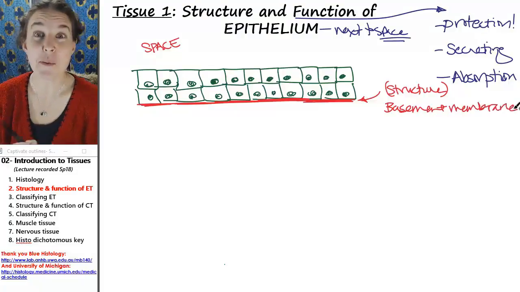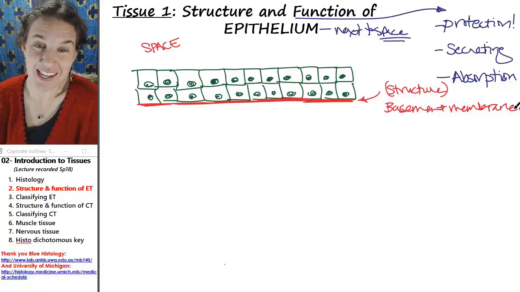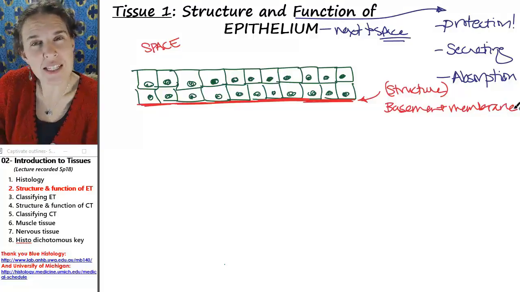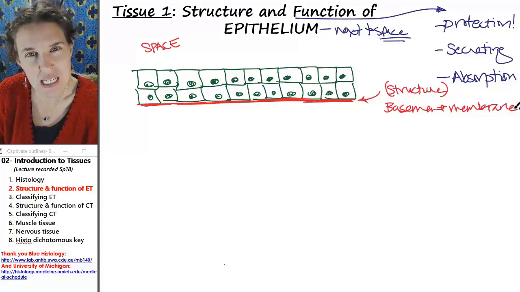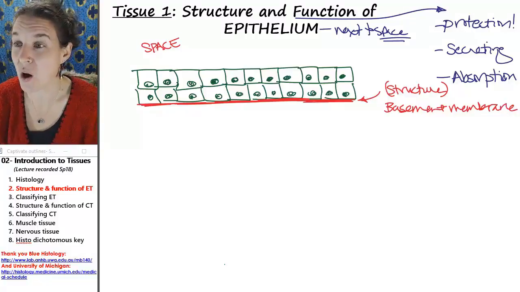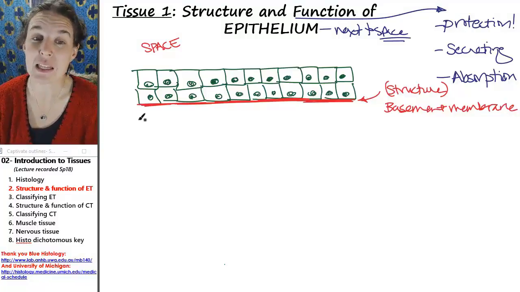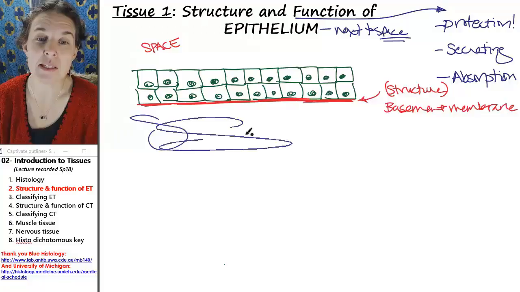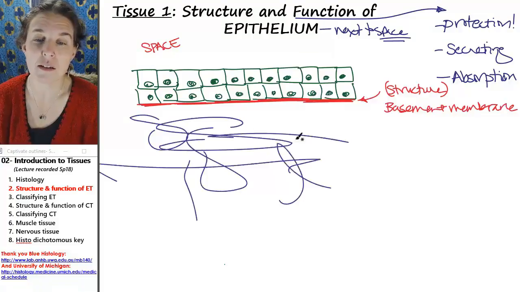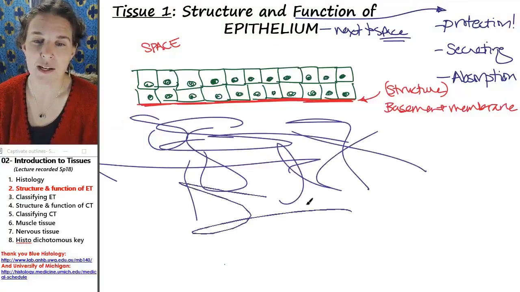It's almost like a placenta between epithelial tissue and the tissue that lies beneath epithelium. And I'm going to draw the tissue that lies beneath. And this is a certain kind of tissue.